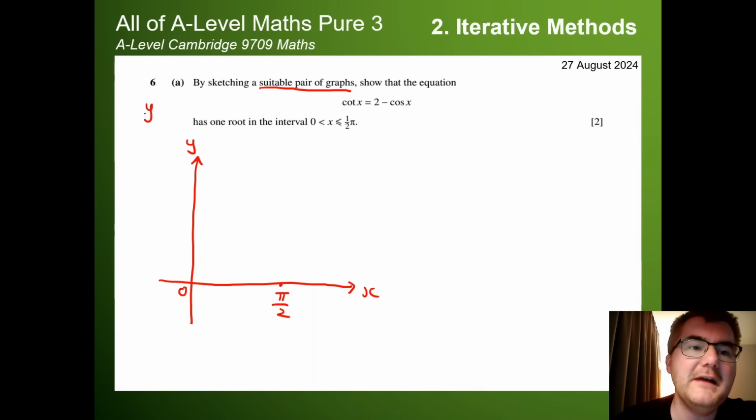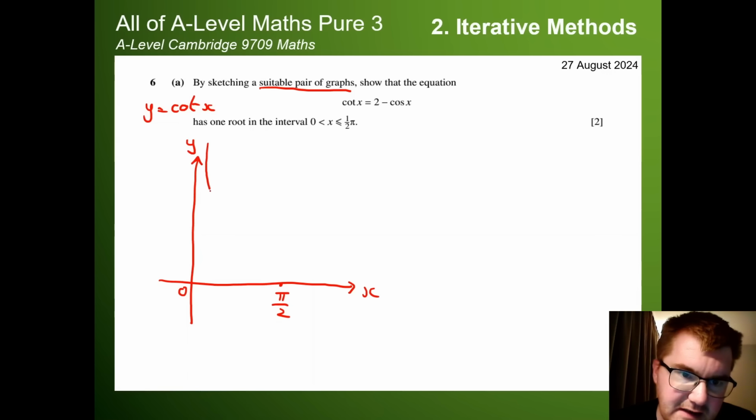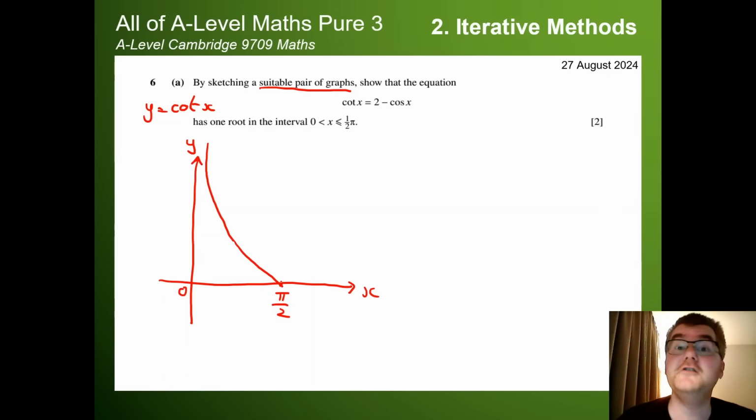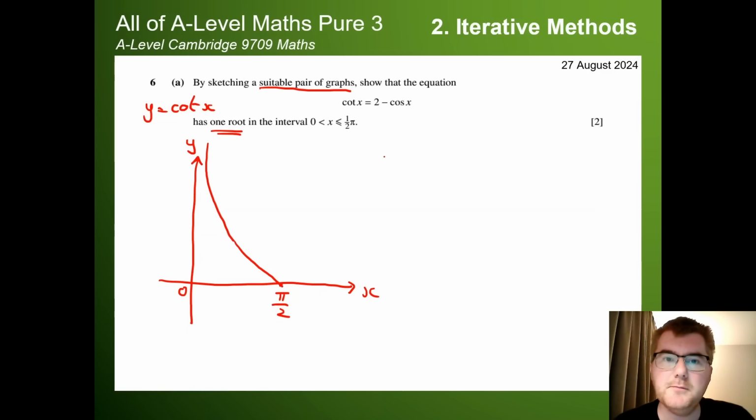Now the cot graph, if we actually look at y equals cotangent of x, again, it has an asymptote at the y-axis. And you'll notice as we go down, it actually goes through this point pi over 2. Again, you just need to know that off by heart, the cot graph, the cosec graph, sec graph, and of course sine, cos, and tan from what we've done before. Now we need to show there's one root in the interval between them.